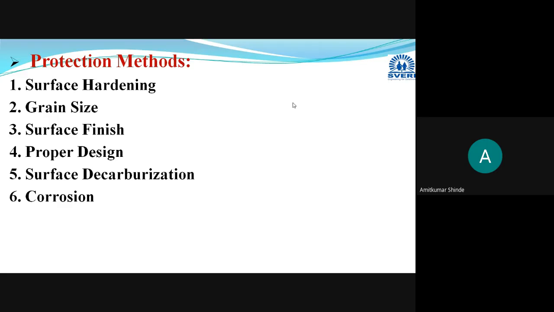If any sharp edges or sharp corners are there, then at those places some stresses will be there. It increases the stresses. In short, you have to avoid sharp corners or recesses. Then you have to avoid decarburization, in the sense of loss of carbon. If the loss of carbon from the surface is more, automatically its fatigue life will decrease.